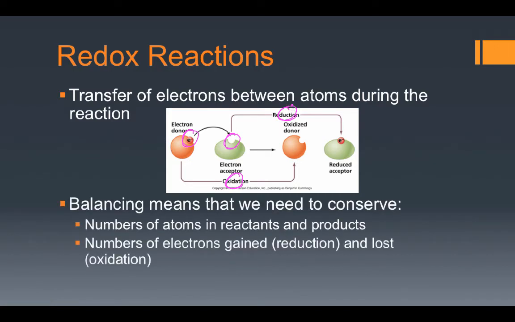Balancing these, and this is where it's going to become more significant, again requires us to conserve everything. Just like always, we'll need to conserve the number of atoms in the reactants and products, but now we also need to conserve the number of electrons gained via reduction or lost via oxidation. So that's why this process is more complex. We're now balancing or keeping track of two groups of substances as opposed to just one. Before we just had to focus on atoms.